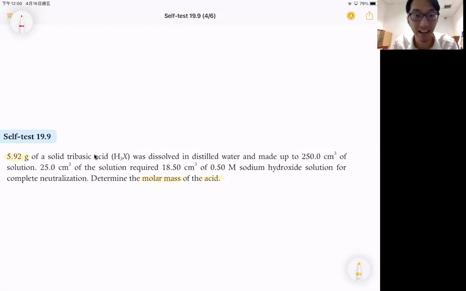Tribasic acid means the acid can ionize 3 hydrogen ions. When we dissolve it into water and make it up to 250 cm³, you should know that we will use a 250 cm³ volumetric flask. Afterwards, we will withdraw 25 cm³ of the solution using a 25 cm³ pipette and transfer it into a conical flask and do the titration. The burette will contain the sodium hydroxide.